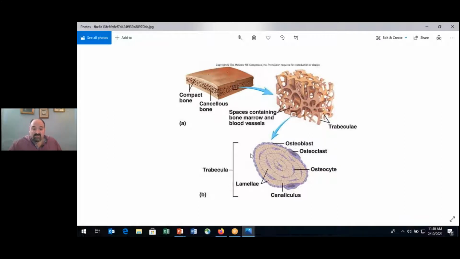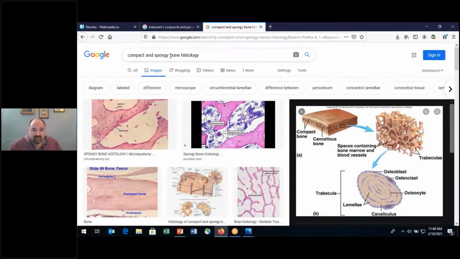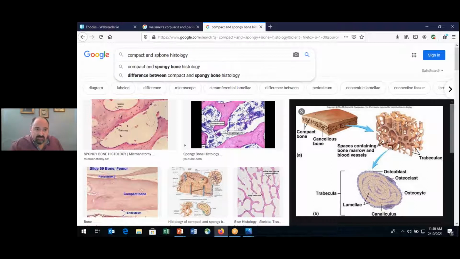Here you're looking at this compact bone. It's called the osteon, okay? And it's a structure that we're going to look at. Let's take a look here. We'll look at compact bone histology first.